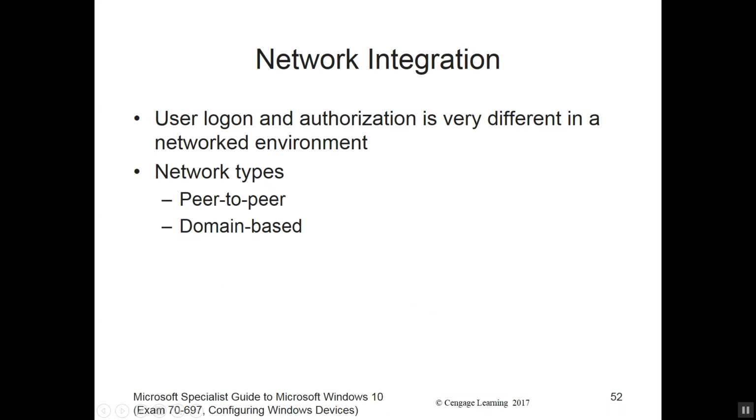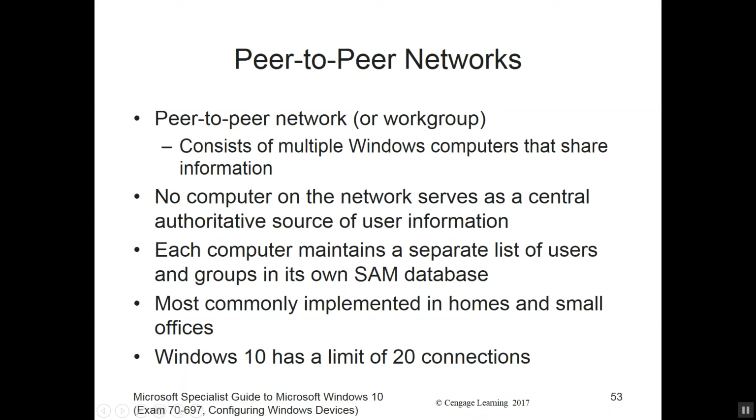Now, when it comes to network integration, user login and authorization is very different in a networked environment. We've got two different types of networks: peer-to-peer and domain-based. Peer-to-peer networks consist of multiple Windows computers that share information. No computer on the network serves as a central authoritative source of user information.